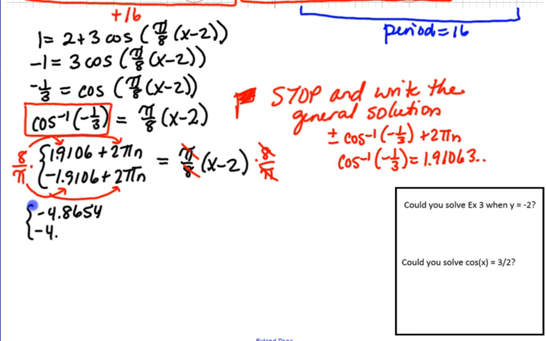And negative 4. Oh, sorry, the first one's positive. Positive 4.8654 and negative 4.8654. Now, when I multiply 8 over pi times 2 pi n, I'm going to go over here and do this in a little box.